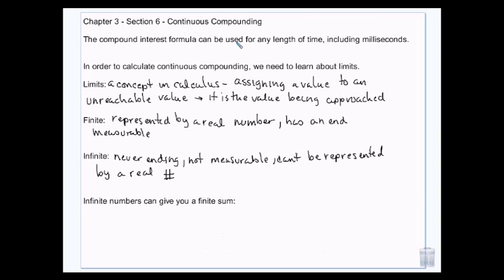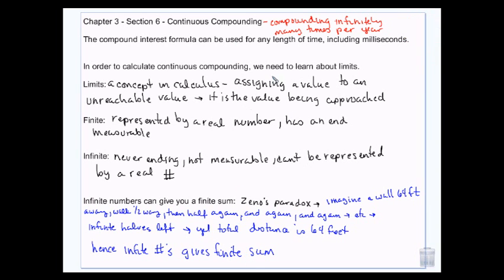Kind of makes sense? So with the continuous compounding, we'd be compounding infinitely many times per year. So if we were using the regular compound interest formula, n would be infinity.